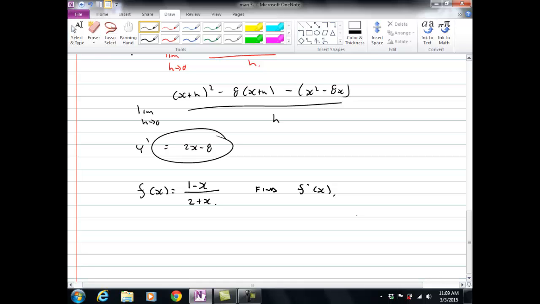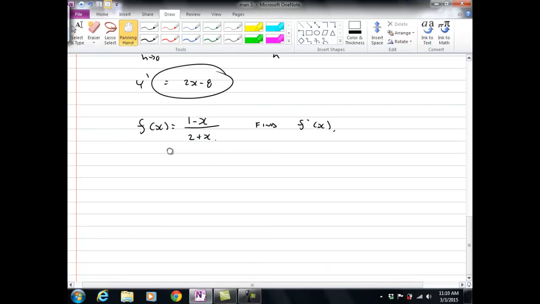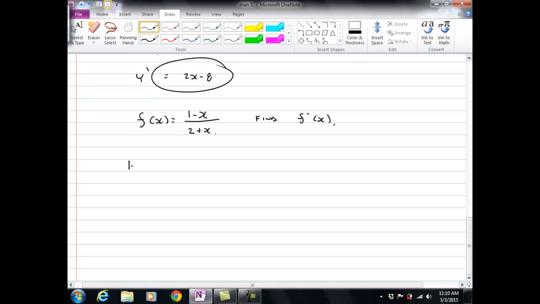Instead of writing all that, now I'm going to use another term. It's called f prime. It's the same thing as you've been doing over and over again, given a new technique. So if I'm looking for f prime, what I'm really looking for is the limit as h approaches 0 of f of x plus h minus f of x over h.